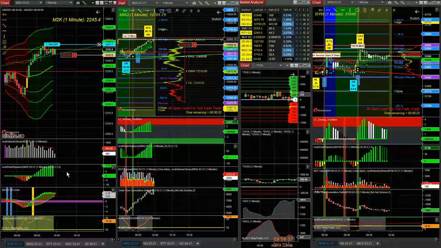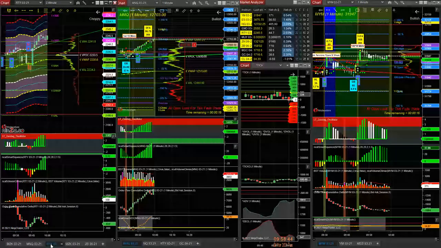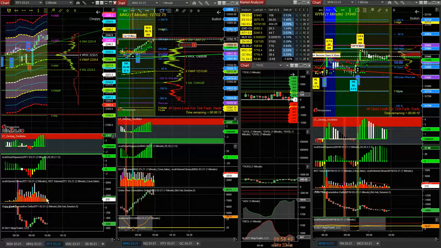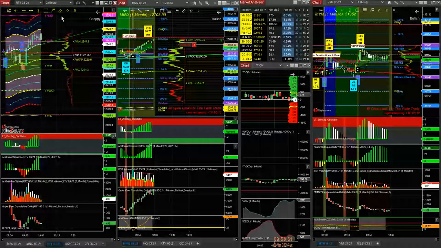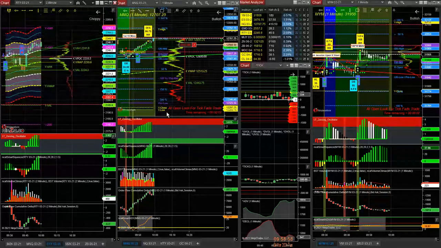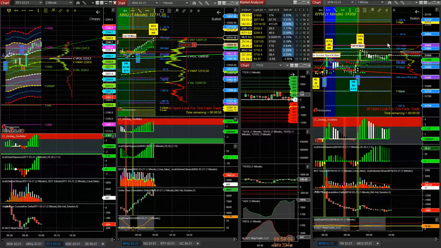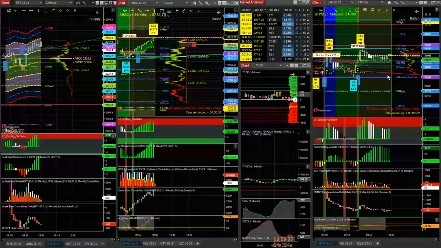It gets real whippy on the RTYs. The volume dried up, so it's getting real whippy now. See? As the volume dried up, it's going to go back and forth like that. I think it'll work. We're going to wait. NQ still rallying like crazy. YM up. Consolidate and then goes up, right? We short YM, all right?